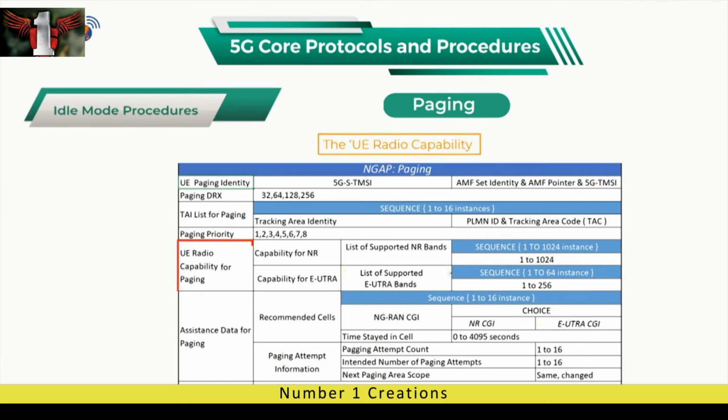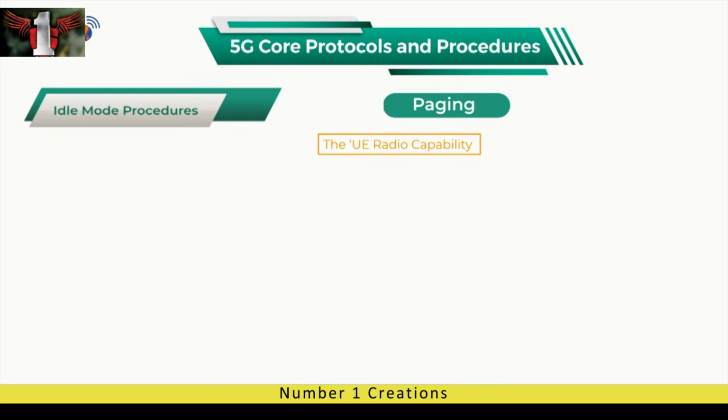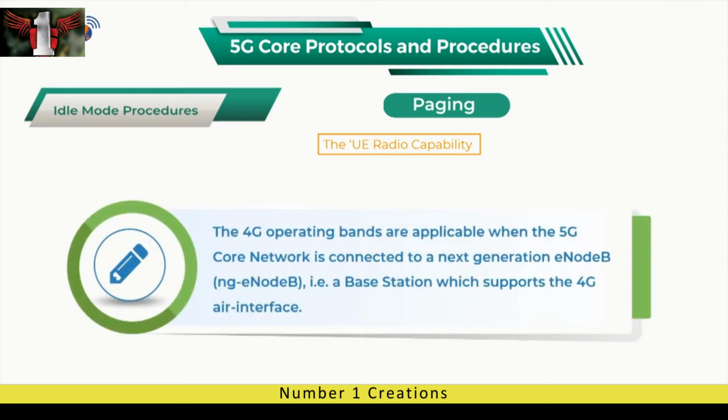The UE radio capability for paging provides the base station with information regarding the operating bands supported by the UE. This can be used to reduce the number of cells which broadcast the RRC paging message, that is, there is no need to broadcast a paging message on a carrier which the UE does not support. This parameter structure allows both 5G and 4G operating bands to be listed. The 4G operating bands are applicable when the 5G core network is connected to a next generation eNode B, that is, a base station which supports the 4G air interface.